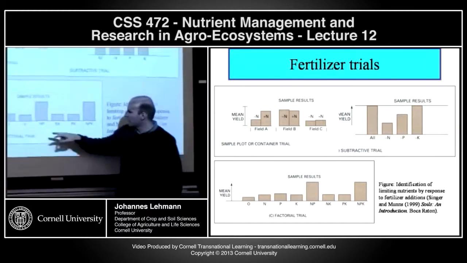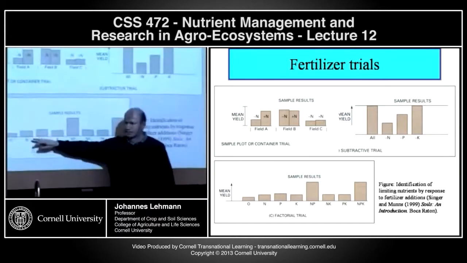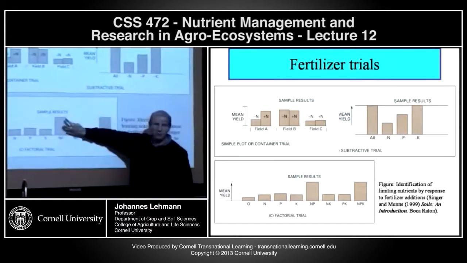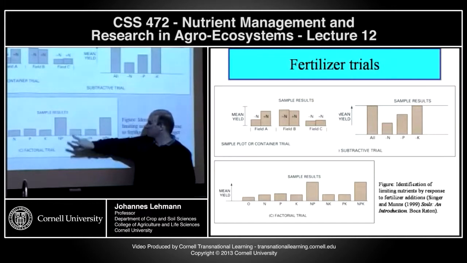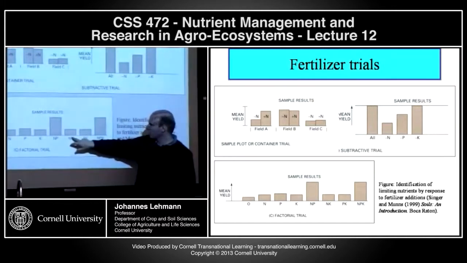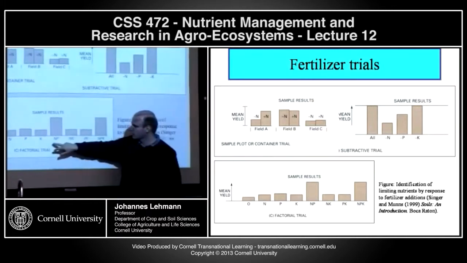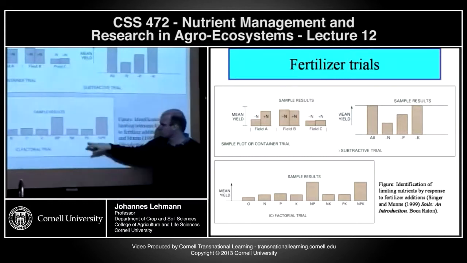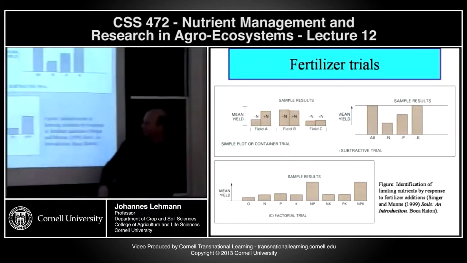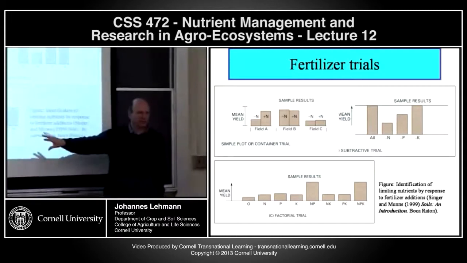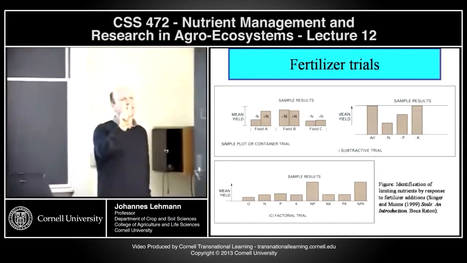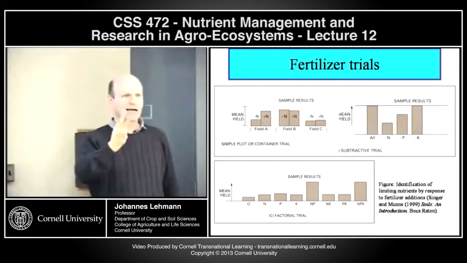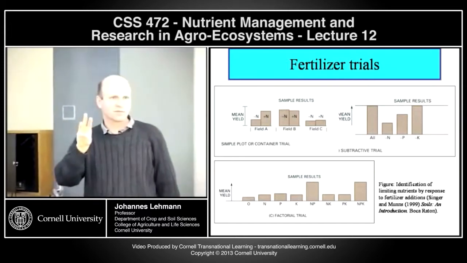But N alone didn't really cut it. P alone didn't cut it. Only N and P together really made the difference. To fertilize potassium with nitrogen didn't make any difference, nor did having the nitrogen alone or the phosphorus alone. So this would have been very, very difficult to find out, that you need N and P in this situation and not K, without making a factorial trial.